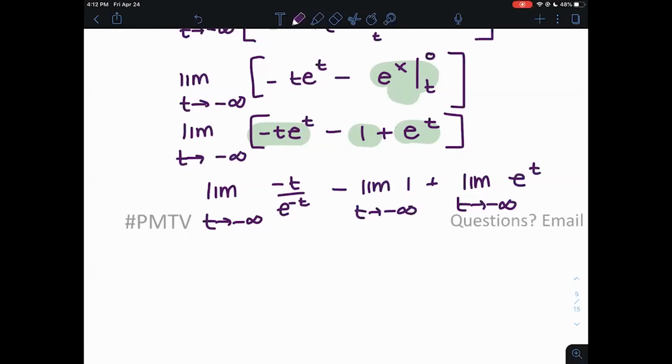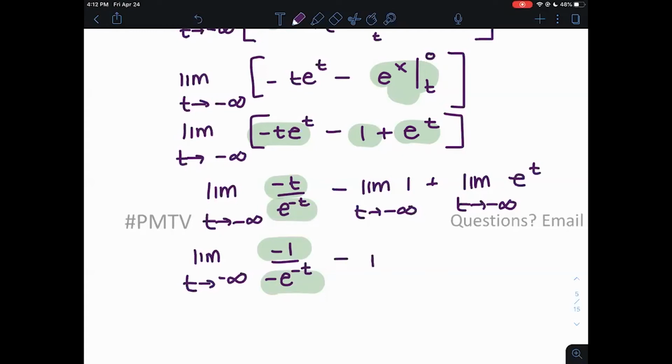Now when I evaluate this, when I think about this numerator as t approaches negative infinity and this denominator as t approaches negative infinity, I do end up with that infinity over infinity, different positive and negative signs, but that infinity over infinity form. So in that case, we're almost done with this one, I promise. In that case, I can use L'Hopital's rule and say that this is equal to the limit as t approaches negative infinity of -1 over negative e to the negative t, derivative of the top, derivative of the bottom, L'Hopital's rule, minus, and then I'm going to go ahead and just evaluate these other ones.